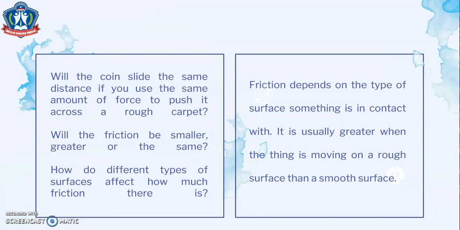Will the coin slide the same distance if you use the same amount of force to push it across a rough carpet? Will the friction be smaller, greater, or the same? How do different types of surfaces affect how much friction there is? Friction depends on the type of surface something is in contact with. It is usually greater when the thing is moving on a rough surface than a smooth surface. We will do some experiments about this, children.